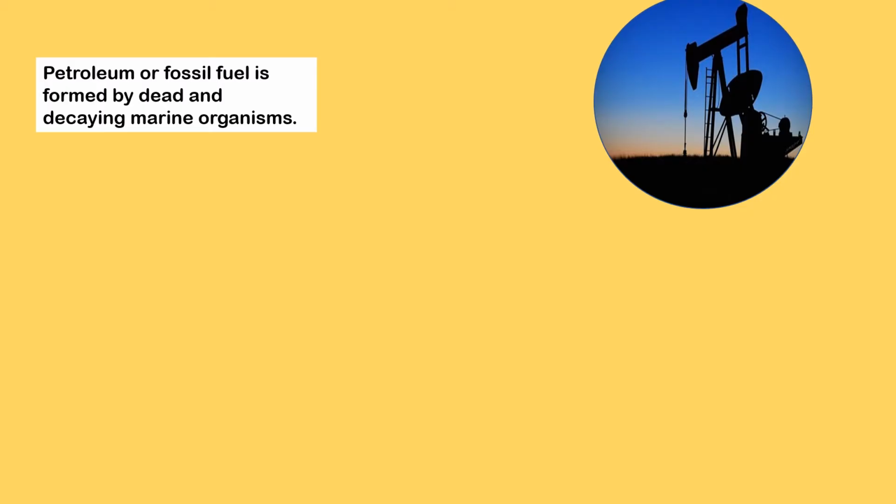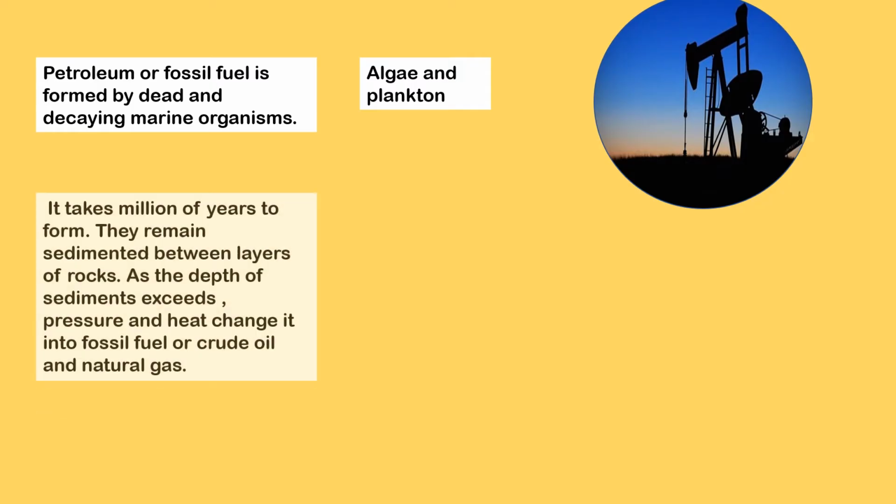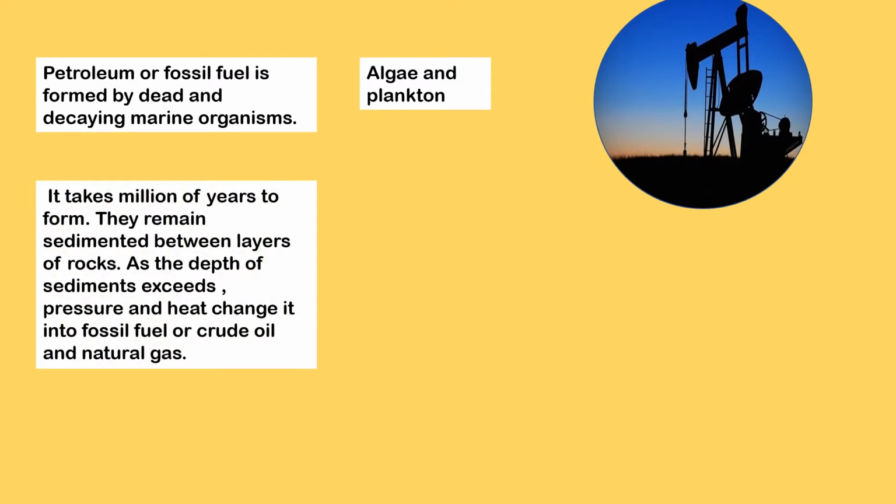Petroleum or fossil fuel is formed from dead and decaying marine organisms, such as algae and plankton. Algae, we know, are the green plants which are seen floating on water. Plankton are microorganisms, very important for the marine ecosystem. It takes millions of years to form. They remain sedimented between layers of rocks.